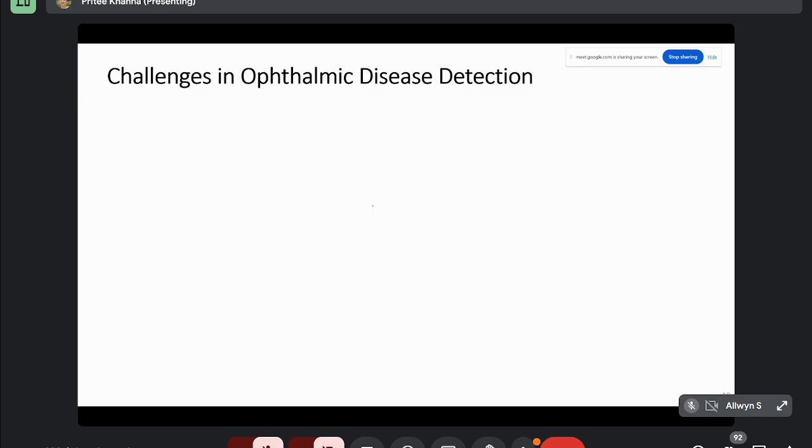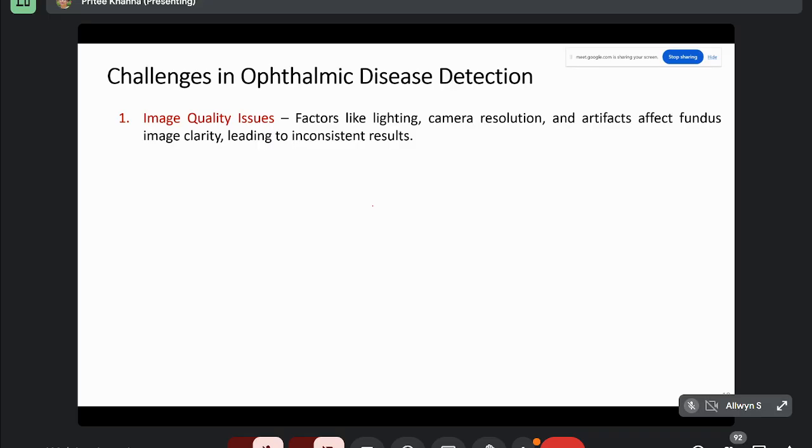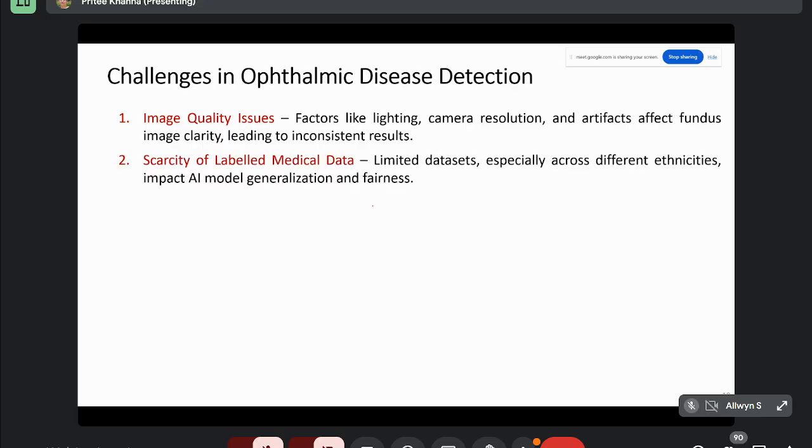So we have models here, but before I tell you about one of the models which was developed in our lab, there are several challenges in ophthalmic disease detection. First of all, these challenges are not only ophthalmic. In fact, I am going to show you the challenges which are in general true whenever you go for medical image analysis. So first of all, there is a quality issue, because lighting, camera resolution, artifacts are going to affect the picture quality, picture clarity.